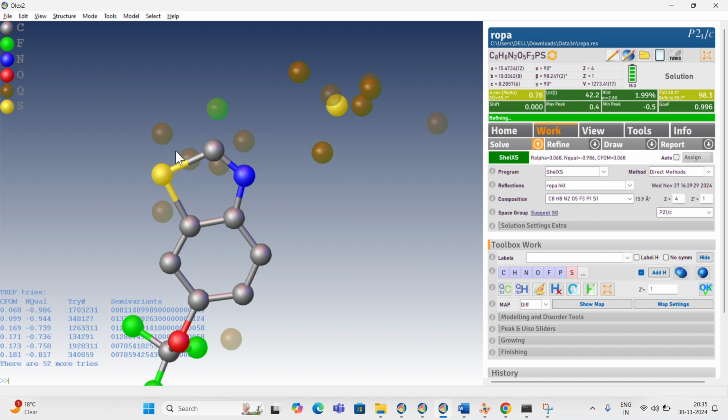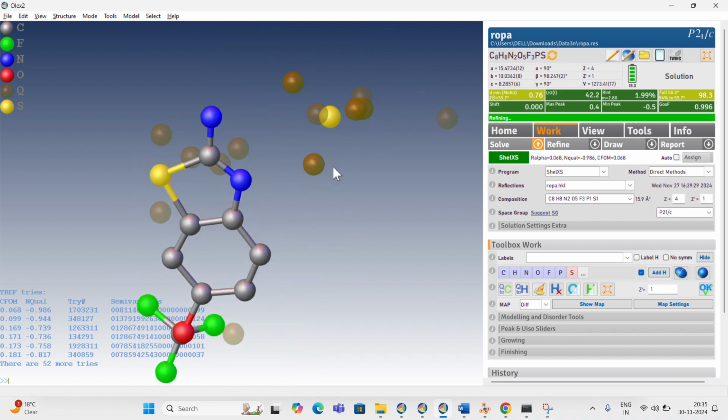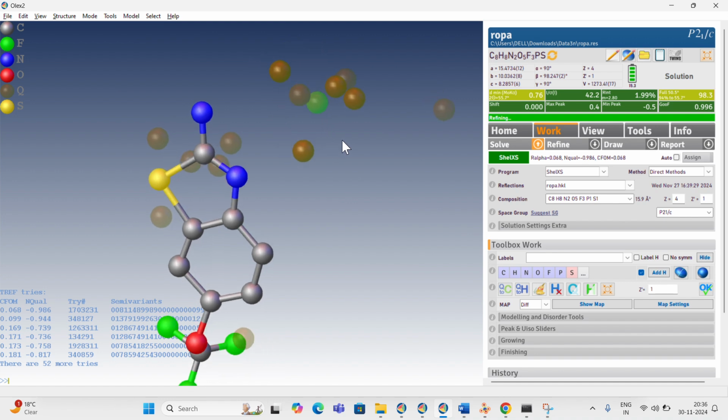As we can see, this light one are hydrogen because they have less electrons, only one electron in outer shell. But like this, nitrogen has seven. So this is more darker than the hydrogen one. And this is represented as sulfur, but this is not actually sulfur. This is phosphorus for orthophosphoric acid. As sulfur has 16 electrons and phosphorus has 15 electrons, this OLX2 software was not able to distinguish between them.